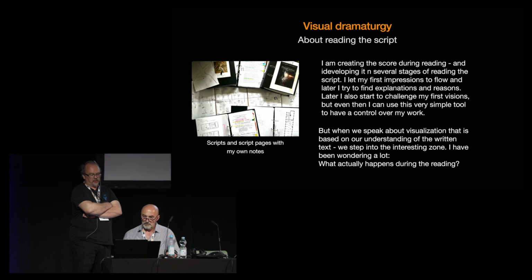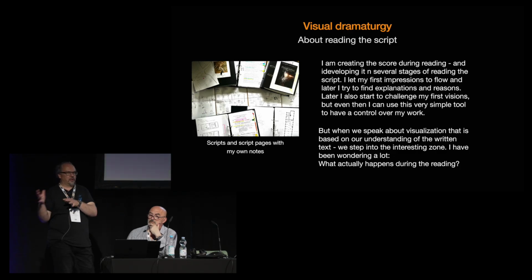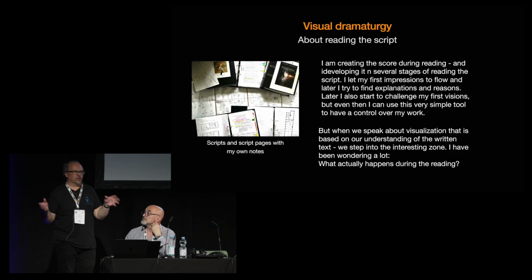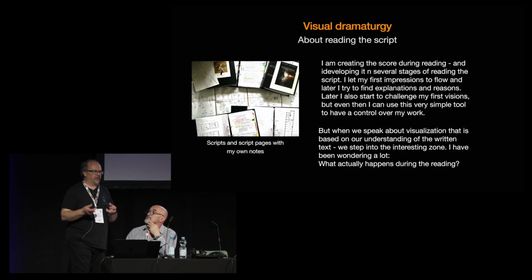And when we speak about visualization that is based on our understanding of the written text, I think that we step into the interesting zone. And that's the part where I've been wondering a lot about what actually happens during the reading. If we consider, for example, when we read a novel or a book, we have some visions in our head and we try to remember those somehow. And that's even more important when we read the script. But what happens and how do we read?